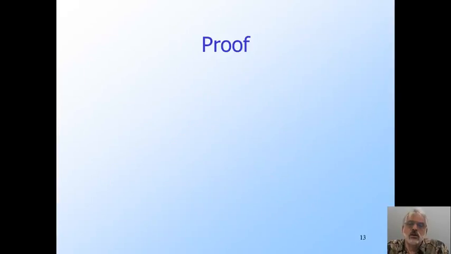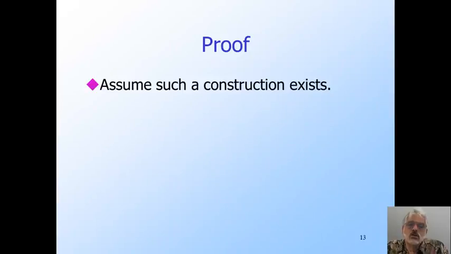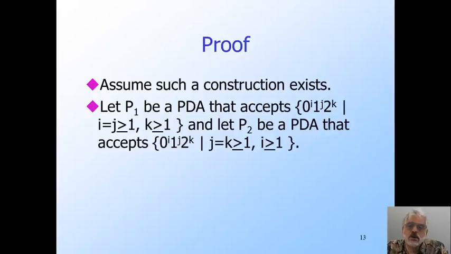But we already know that CFLs are not closed under intersection. So let's assume that a construction to build P from P1 and P2, as on the previous slide, exists. Then in particular, I could apply the construction to PDAs that accept the two context-free languages that we showed in the lecture have a non-context-free intersection.